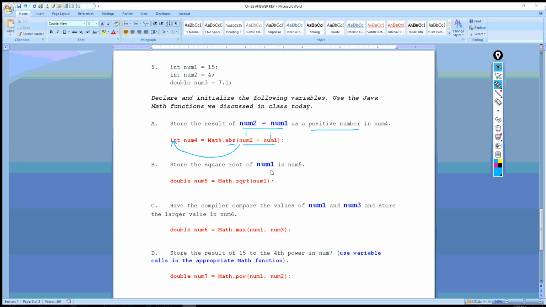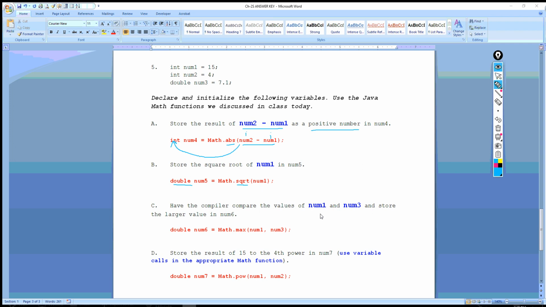Now to store the square root of num1 in num5. So here's num1. We put this in the sqrt method. And it doesn't matter that num1 is an int. The point is that the square root method always returns a double, no matter what the argument is. So that's why we have to use a double for num5.